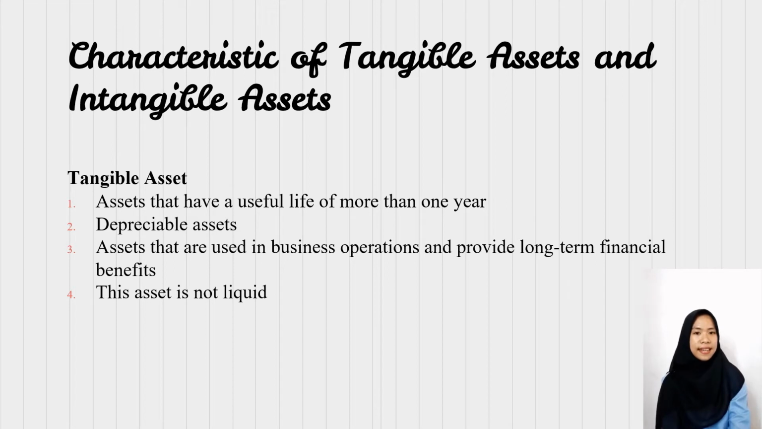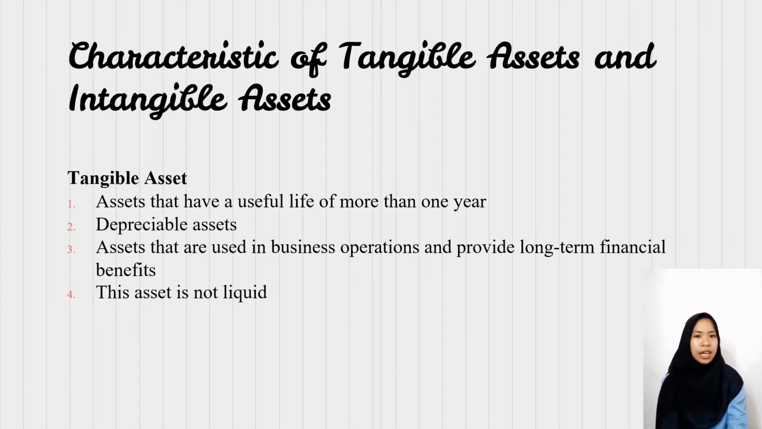Characteristics of tangible assets. 1. Assets that have a useful life of more than 1 year. Tangible assets are non-current assets that have a useful life of more than 1 year and appear on the company's balance sheet as property, plant, and equipment. 2. Depreciable asset. Except for land, this type of asset is depreciated to reflect wear and tear as they are used. 3. Assets that are used in business operation and provide long-term financial benefit.